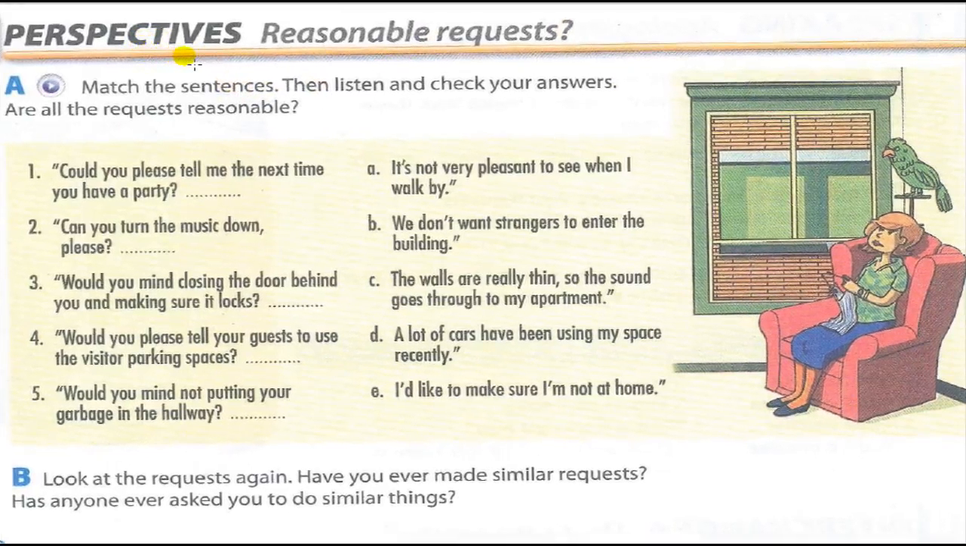Unit 6, exercise number 7. Perspectives, reasonable requests. A. Match the sentences, then listen and check your answers. Are all the requests reasonable? In this exercise, you are going to read the request, then you match it with the answer. You have 1, 2, 3, 4, 5 requests, and you match them with A, B, C, D, E. Then after you write the answers, you start to listen and check whether they are correct or wrong.